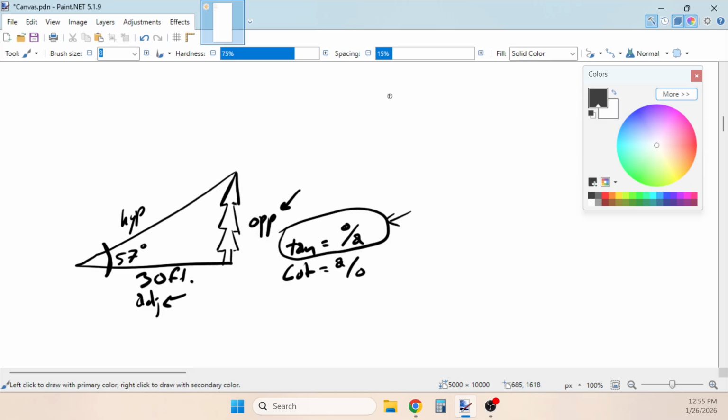Let's plug everything in. Tangent of 57 degrees equals the opposite, which we don't know, over the adjacent, which is 30. That means x equals tangent of 57 degrees times 30 feet.